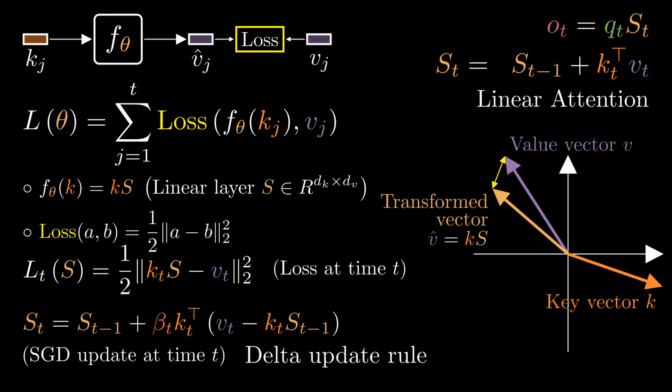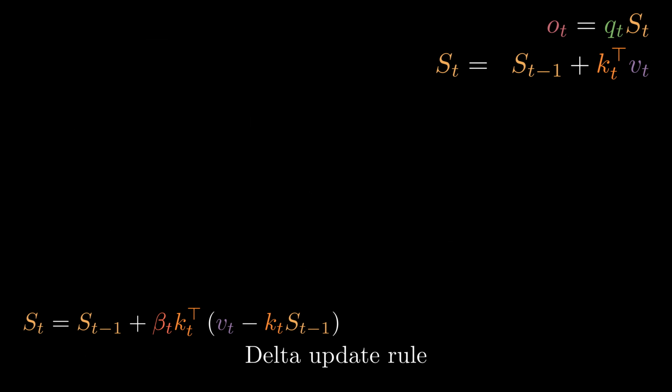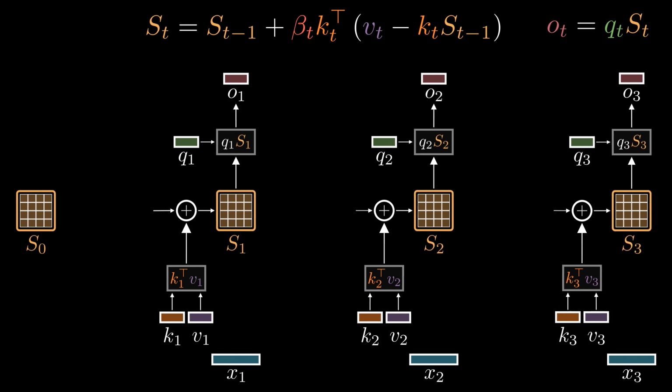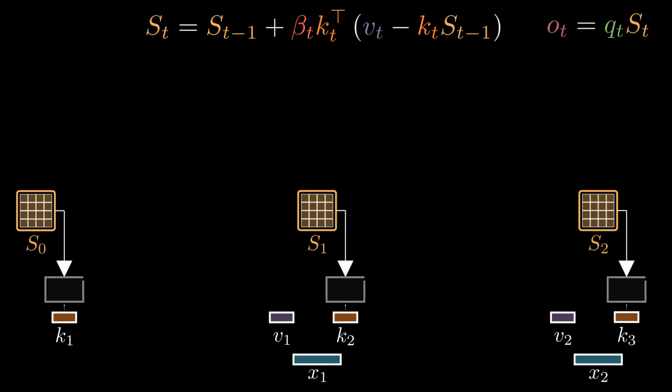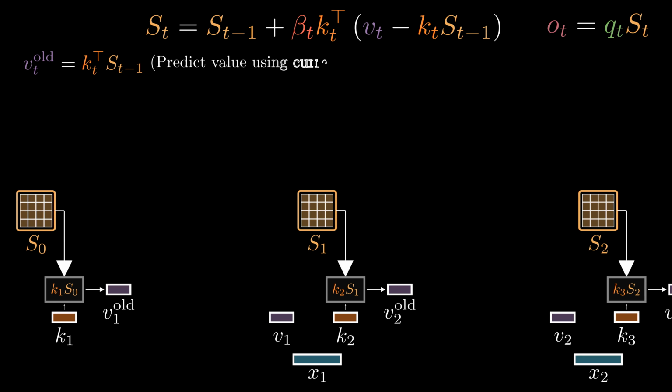The name delta emphasizes the incremental correction driven by the error between the target and the predicted value vectors. The delta update rule represents gradient descent on squared error loss, but it was used even before the concept of gradient descent was established. Now let's visualize and understand how the delta update rule works. The first step is to retrieve the predicted value vector using the current key vector and the previous state matrix S t-1. This is the predicted value vector v_old before we update the state matrix.